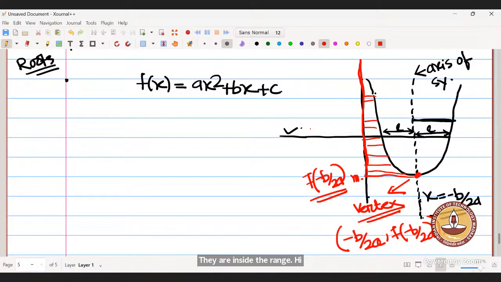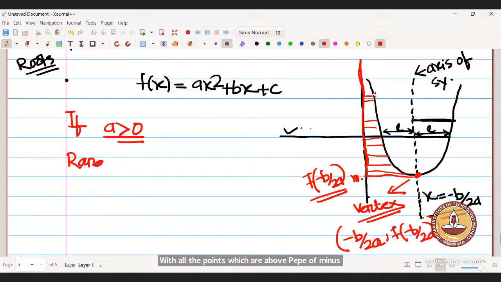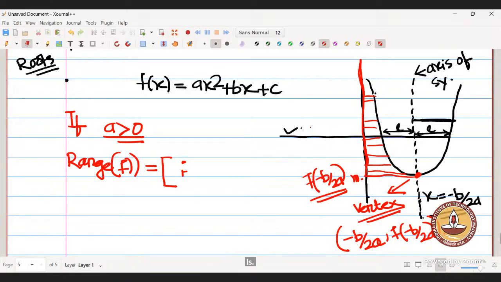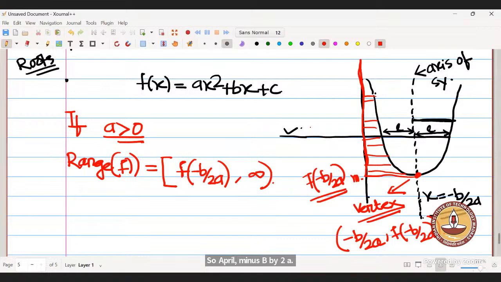And so if a is greater than 0, then all the points which are above f of minus b by 2a are inside the range. So in that case, the range of this parabola is f of minus b by 2a to infinity, right?